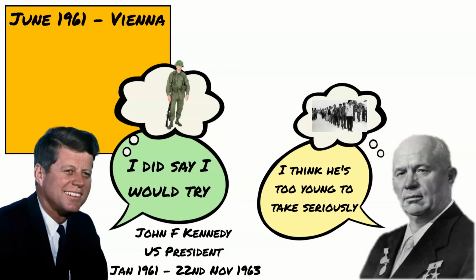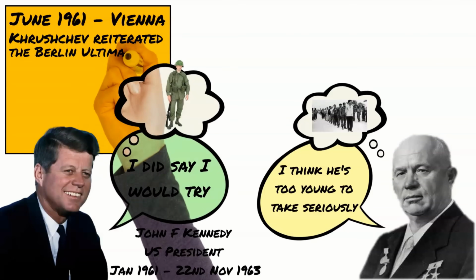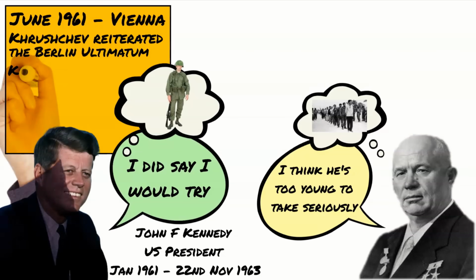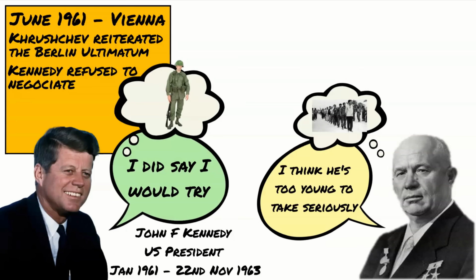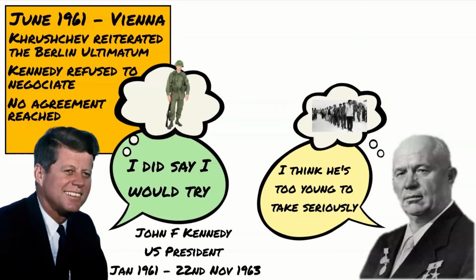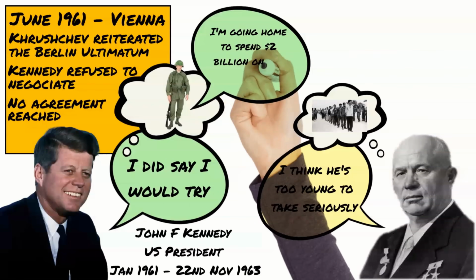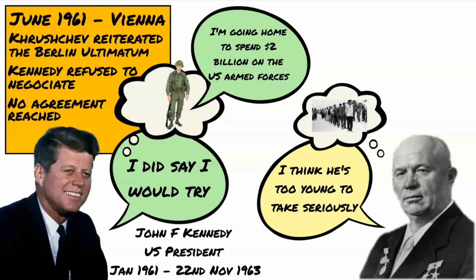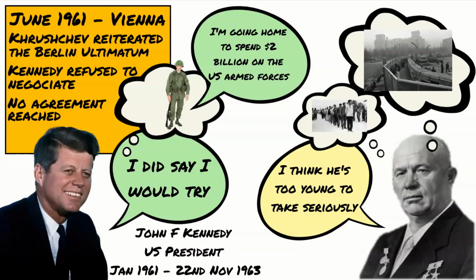And so, Khrushchev attended the talks in Vienna with a determination to get his own way, starting with the Berlin Ultimatum. Kennedy's response was to refuse to negotiate. He was worried about seeming weak and so refused to make any concessions. Unsurprisingly, the meeting ended without a decision. Kennedy returned to the USA and began to build up the USA's armed forces, spending over $2 billion. It was clear that Kennedy was willing to make a fight of it. Khrushchev, on the other hand, returned to the USSR and began the preparations to build the Berlin Wall.